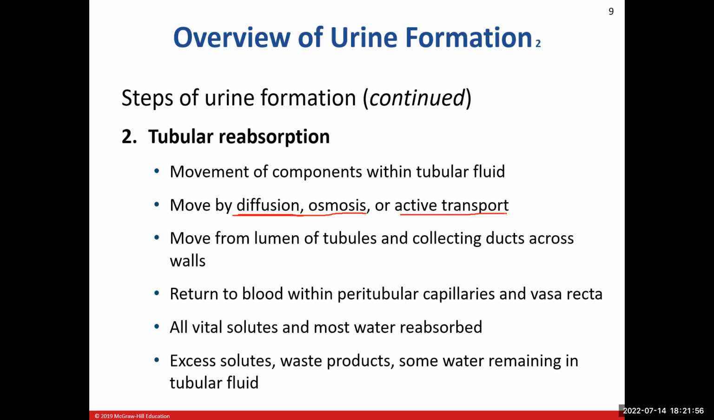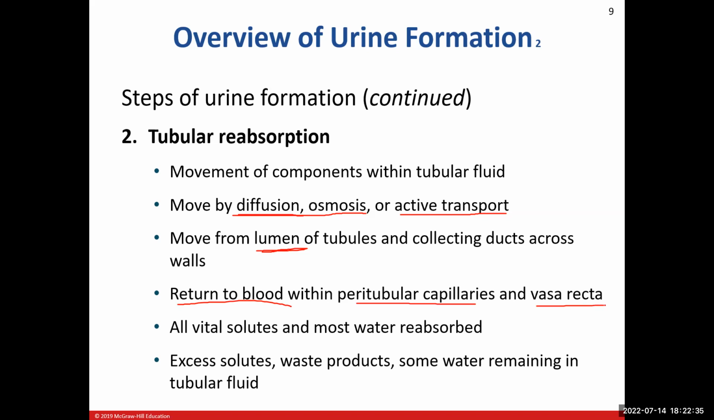So during tubular resorption, we're going to see materials that are in the lumen of those tubules, like the proximal convoluted tubule, the distal convoluted tubule, all the different tubules, including the collecting ducts. We're going to see those substances move from the lumen, and they're most likely going to return to our blood. So how do we do that? Through a couple of different structures. You have what's known as the peritubular capillaries, and then you have another structure called the vasa recta.